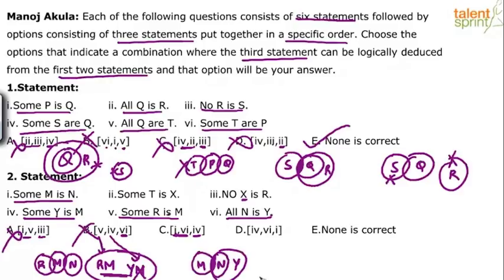This is a basic standard question type, where some A's are B's and all B's are C's. So definitely some C's will be A's, right? So I think option C satisfies the given condition. What is that condition? The third statement in the combination can be logically deduced from the first two statements of the combination. So option C is the correct answer. And we don't have to verify D here. Don't waste your time.